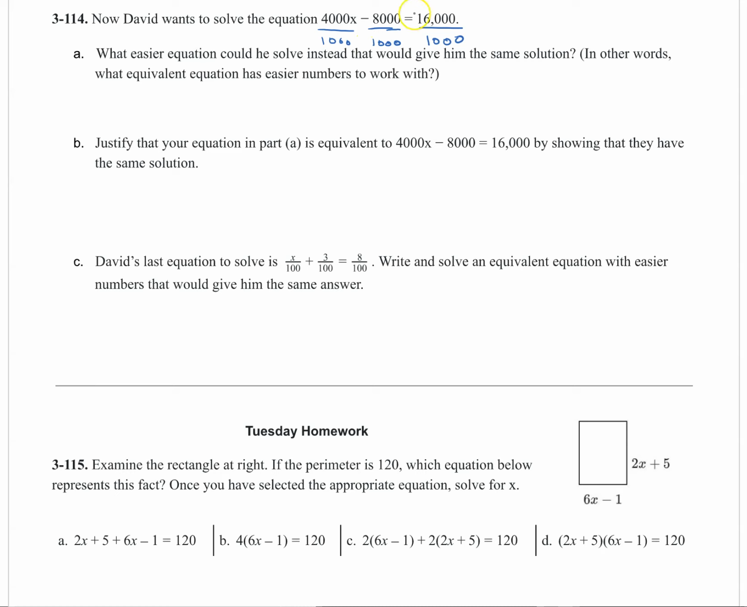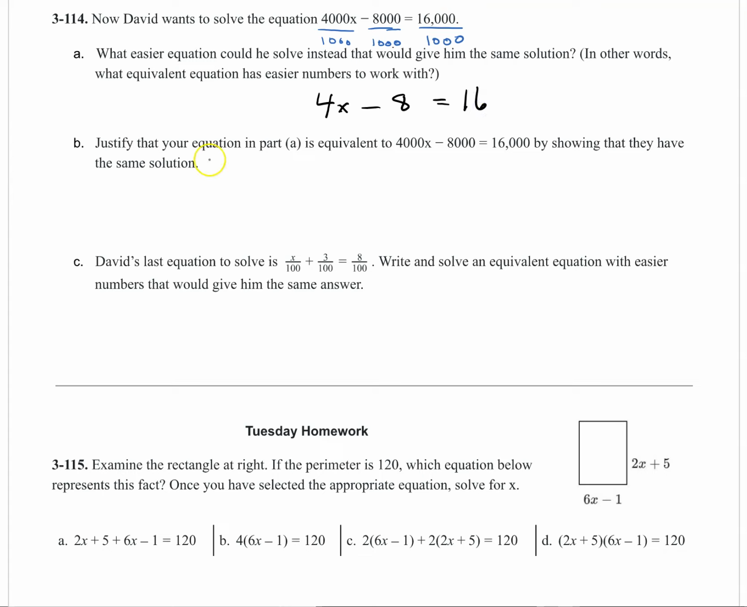Let's see what happens. 1,000 goes into 4,000 4 times, so that's going to be 4x minus 1,000 goes into 8,000 8 times. So this 8,000 over 1,000 just turns into 8 and is equal to 1,000 goes into 16,000 16 times.